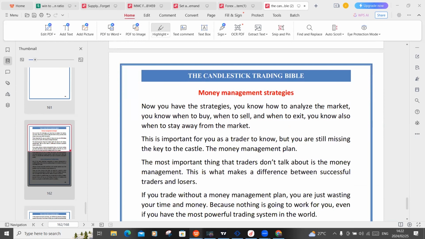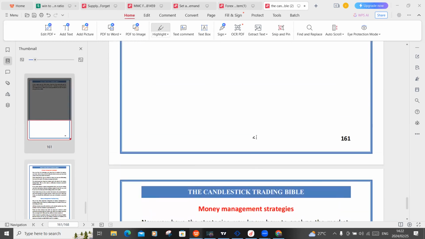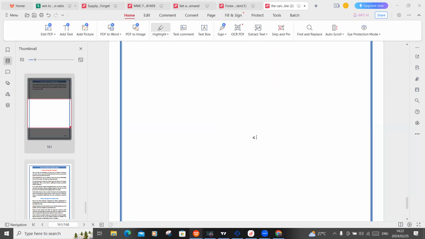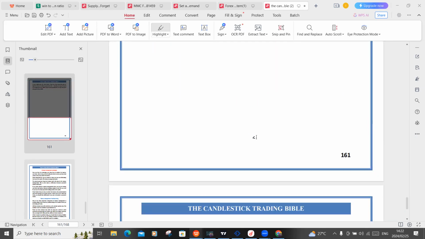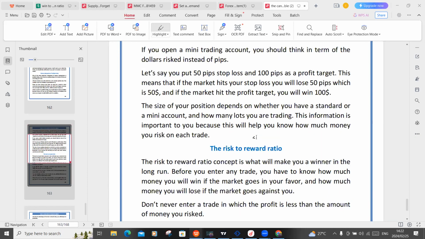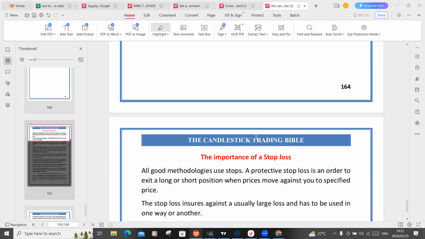Money management strategies. I think that's a session on its own. So let's end today's session here. Let's see if I can jump in the charts one more time from page 160. I think this book is about to end.